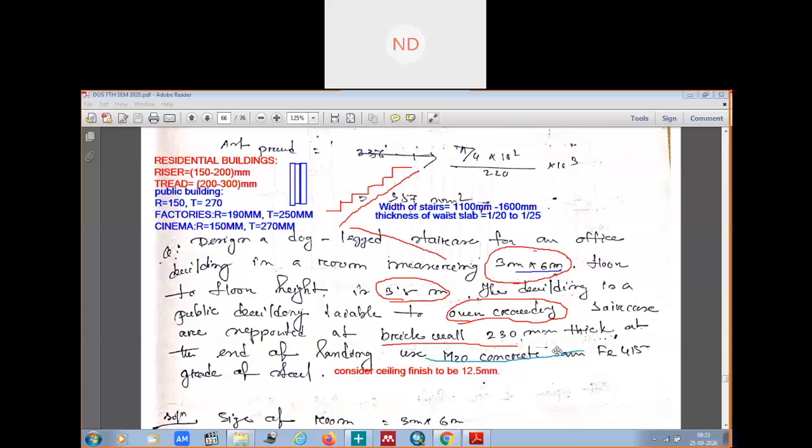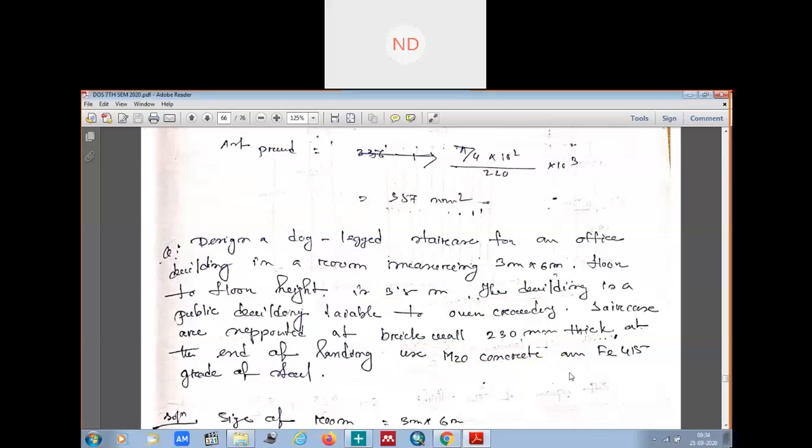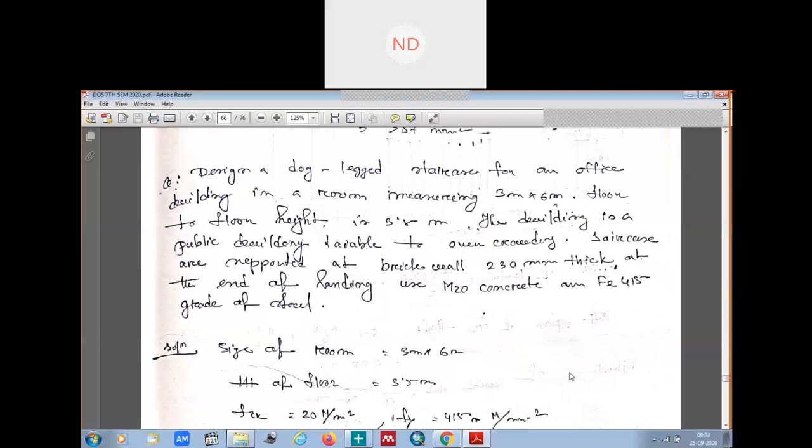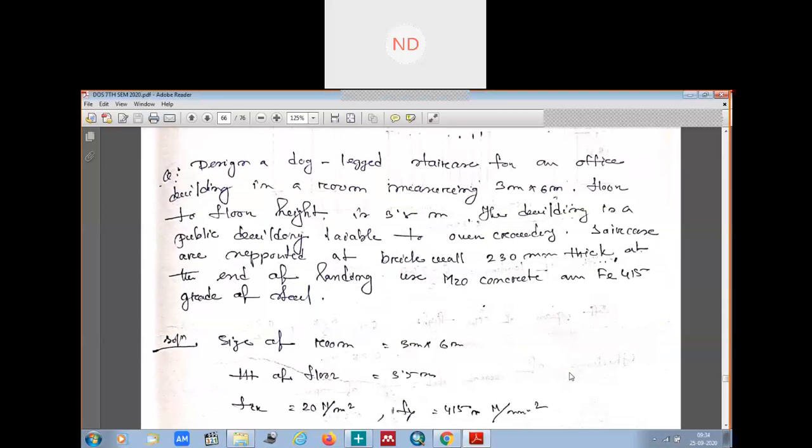Okay, so now if we try to solve this question, that means we want to design this dog-legged staircase. Here we will be assuming our tread and risers, and then we are going to design that. So let us start designing here. We are given the size of the room and the floor height. fck is known to us since it is M20, so fck is 20, fy is 415.